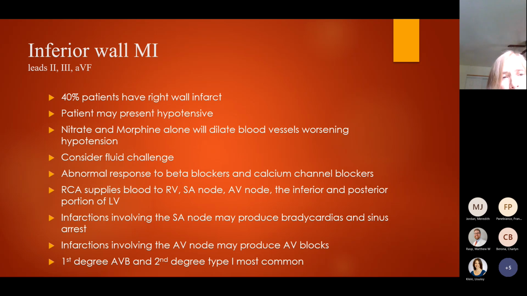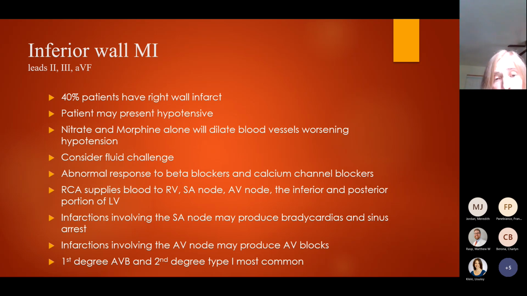Inferior wall MI, and we see it a lot, 40% would have a right ventricular infarct. And with this patient, we need to be careful. They may present with hypotensive episodes. We should avoid nitrates and morphine because it's going to drop blood pressure even more. We need to think about maybe they need a fluid challenge. And these people have an abnormal response to beta blockers and calcium channel blockers.